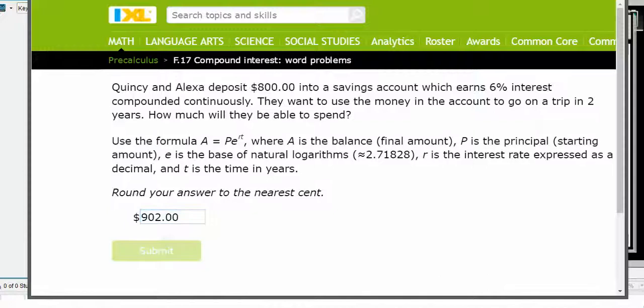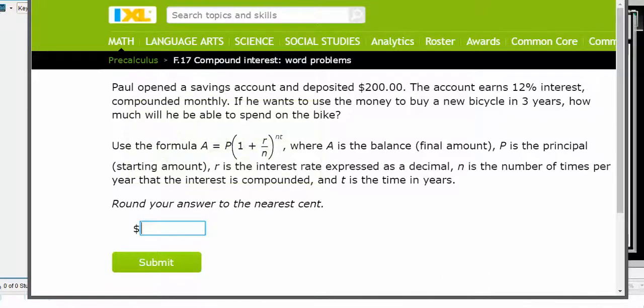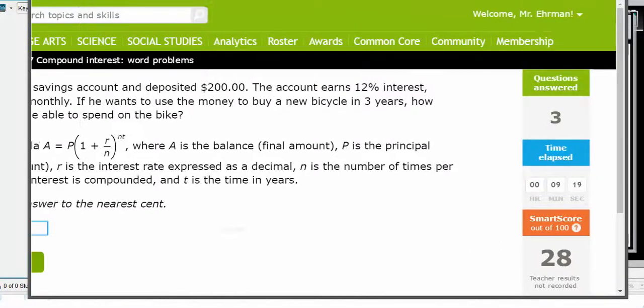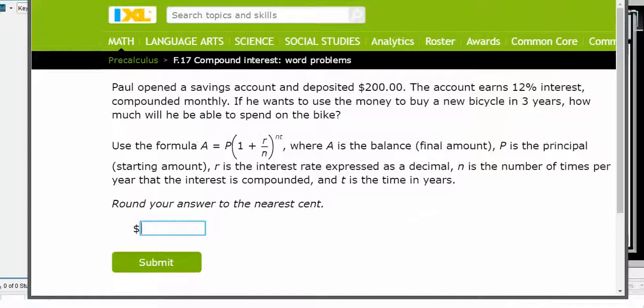$902.00. And that looks pretty good. Now we see a slightly different equation to be used. We're up to 28 points after 3 problems, and we see a new equation here. Now this is quite similar to what we saw a few minutes ago.